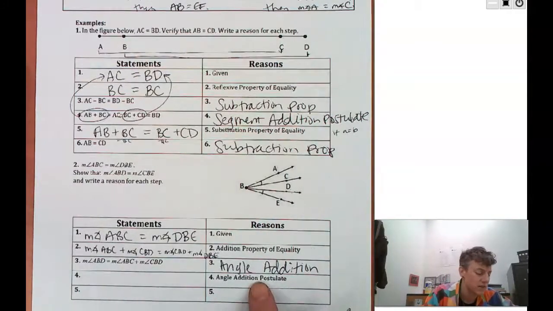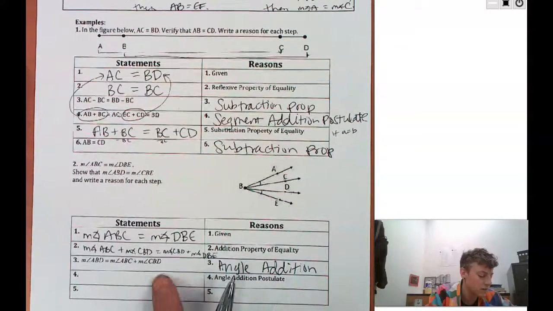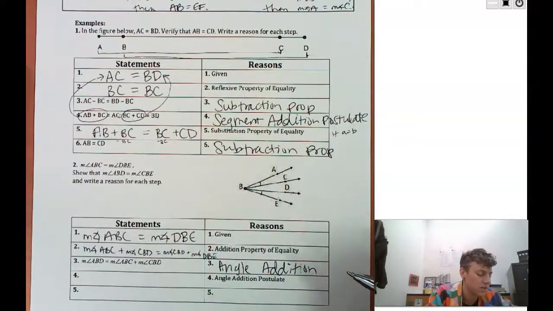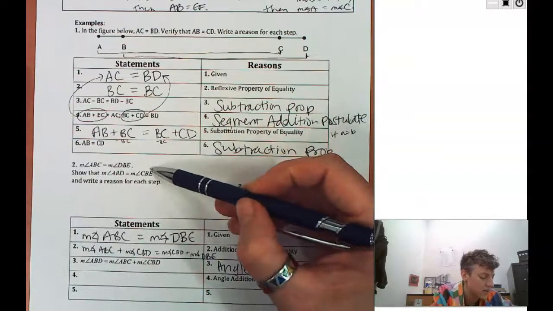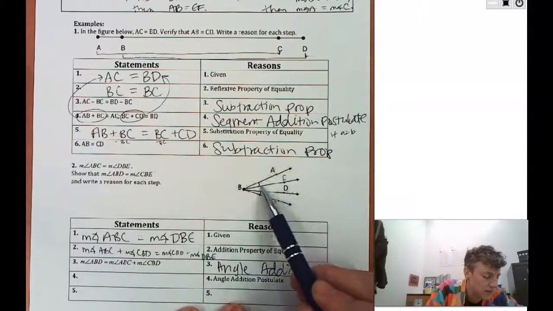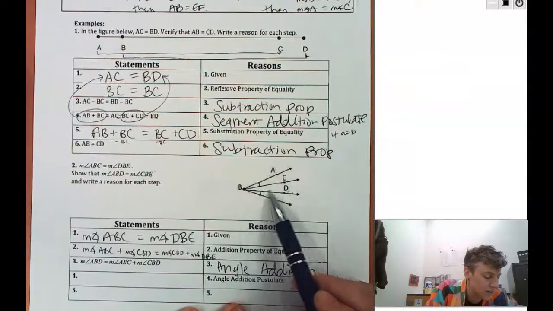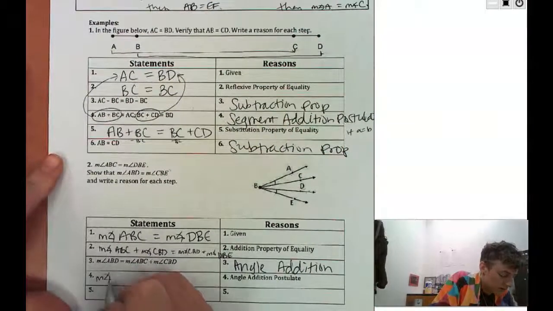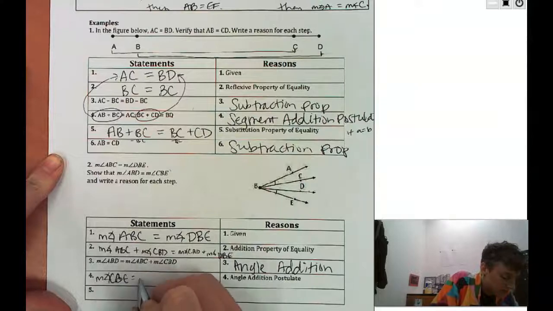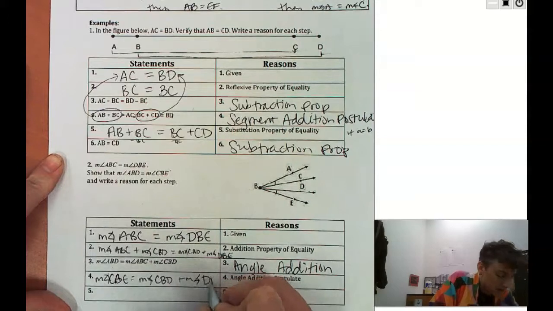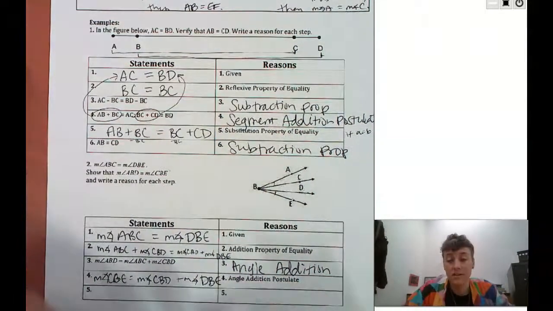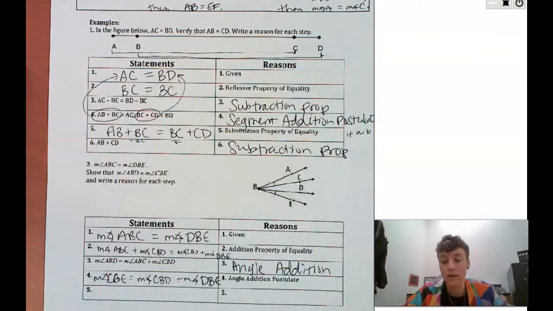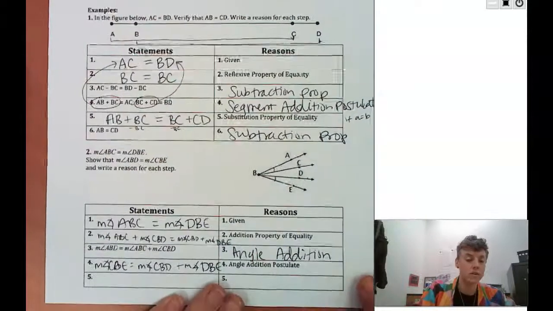We have the same reason, so there must be another angle addition postulate we're looking at. What's the other angle we're trying to talk about? CBE. Well, CBE is made of CBD plus DBE. So the measure of angle CBE is equal to the measure of angle CBD plus the measure of angle DBE. It's like alphabet soup up in here. So many letters.